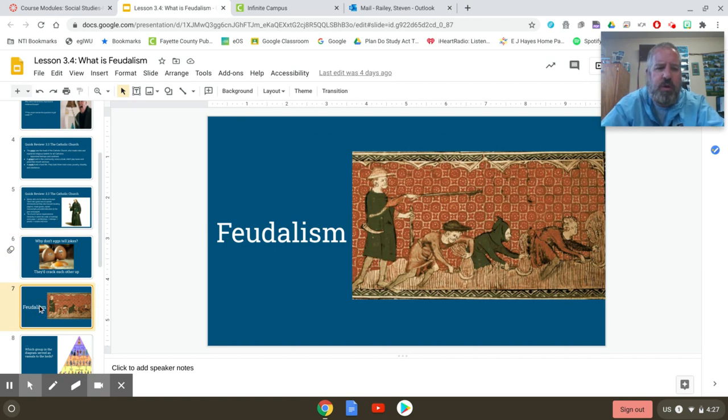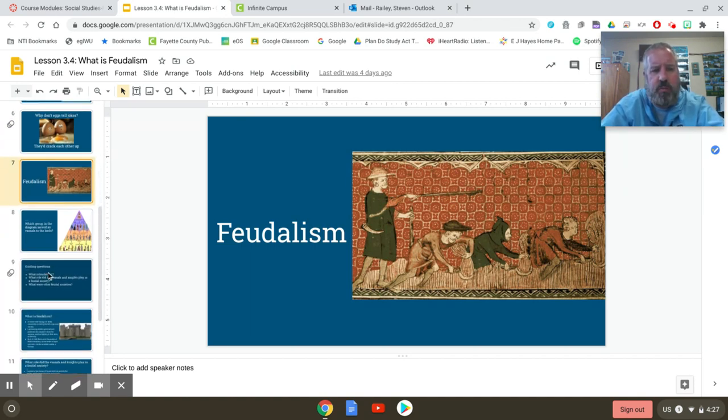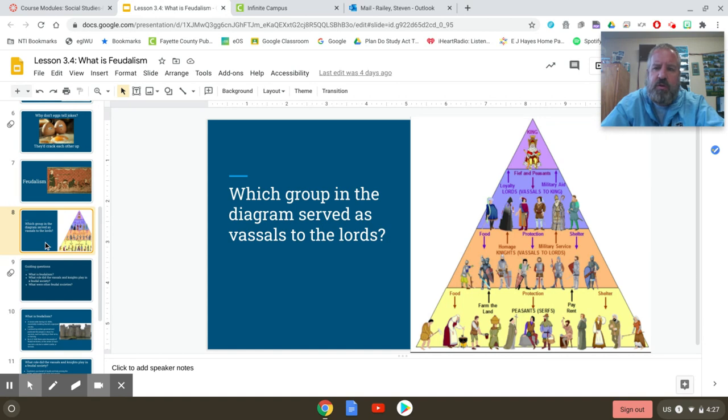So feudalism. Let's go ahead and get into what feudalism looks like. So feudalism, we've seen this type of chart before. You should have seen it last year when you talked about ancient civilizations. A lot of times, especially in things like Egypt, but definitely in Rome and in Greece and places like that, most societies have a feudal structure that looks like this.